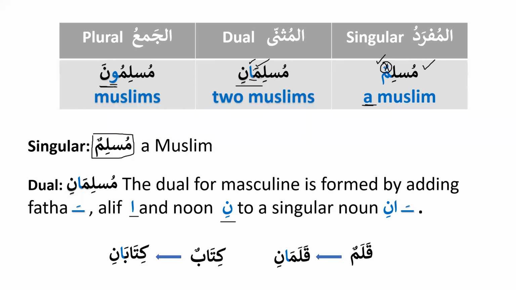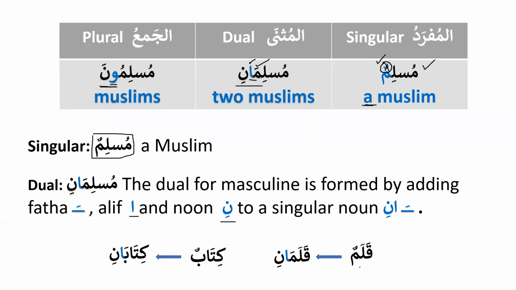So there is an addition of fatha, an addition of alif, and an addition of noon with kasra. And it's always like this. We are talking about al-mudhakkar, masculine. We are not talking about feminine.